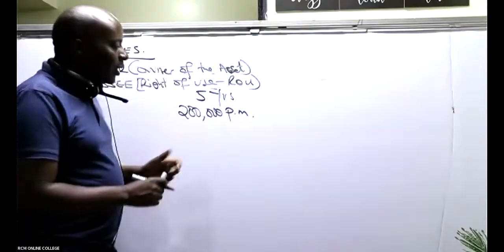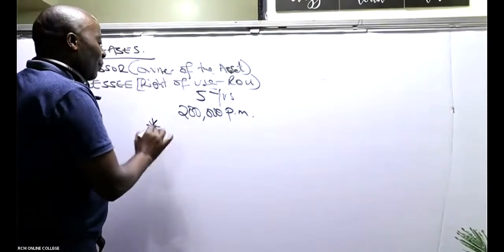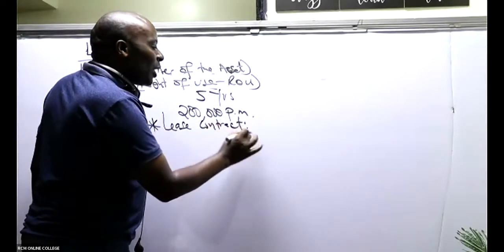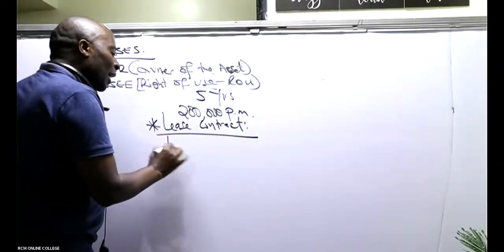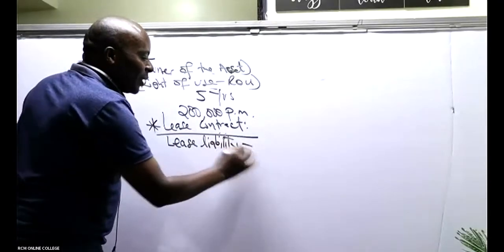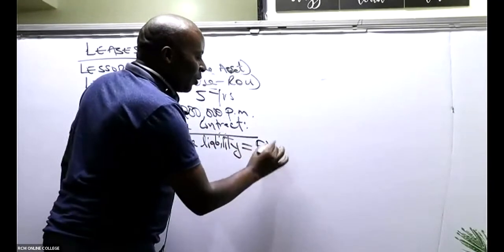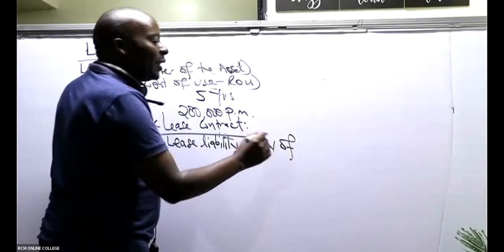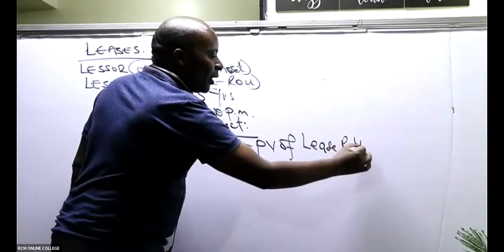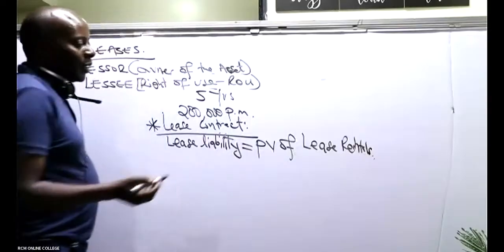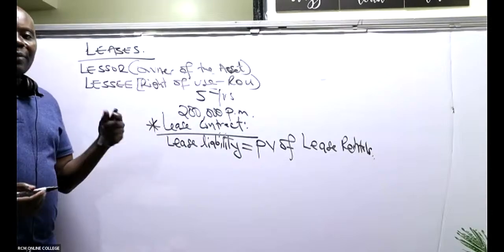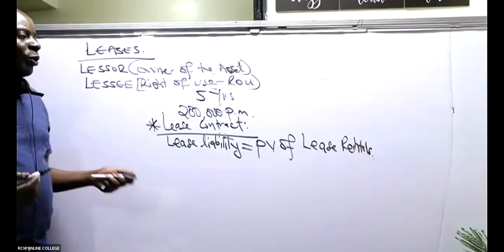So the very first thing you do whenever you sign a lease contract, you must first of all recognize what we call a lease liability. To get this lease liability, we normally take the present value of lease rentals. And I told you, ladies and gentlemen, in financial reporting, you will not even be given tables. You need to know how to calculate this.